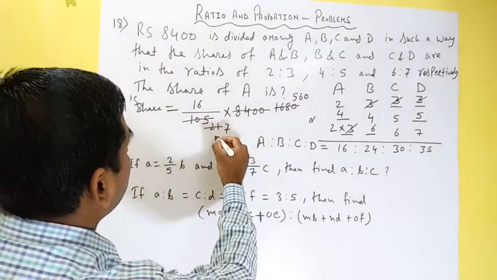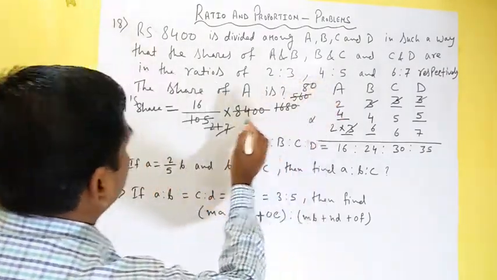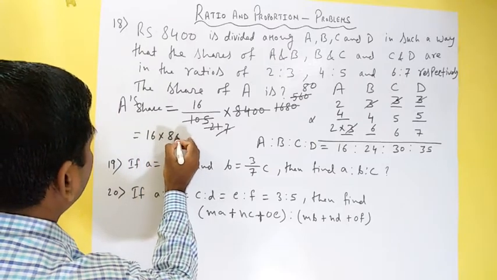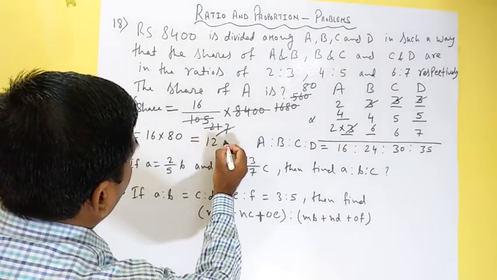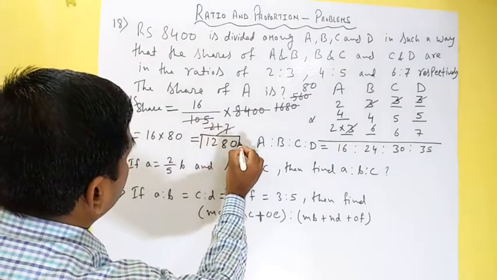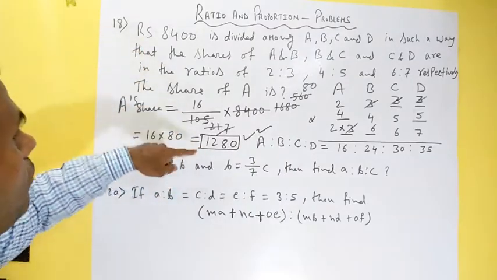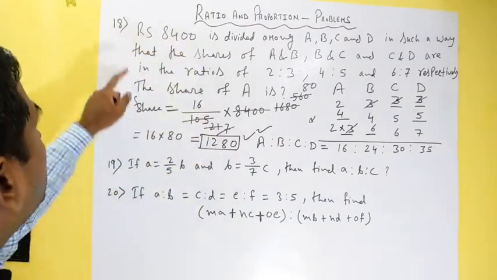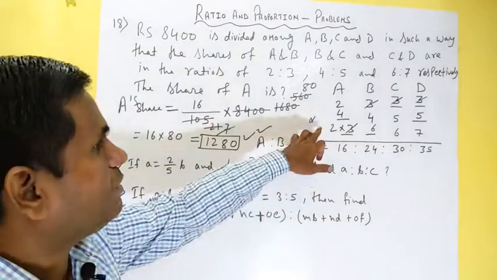And with 7, if we cancel 560, it will become 80. So the share of A is 16 into 80, which upon multiplication will give 1280. So this is the answer. What is the share of A? 1280 in this amount. So we have solved question number 18, friends, using the very easy method.